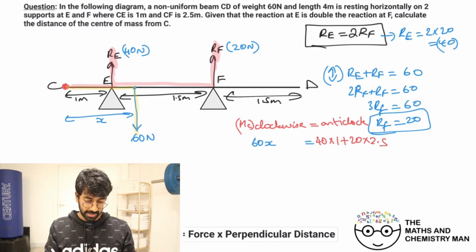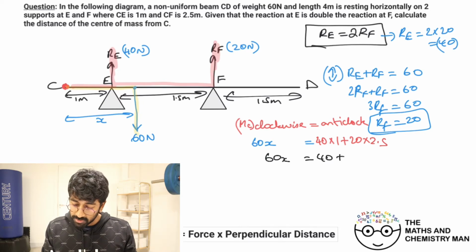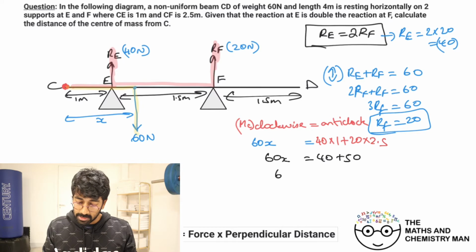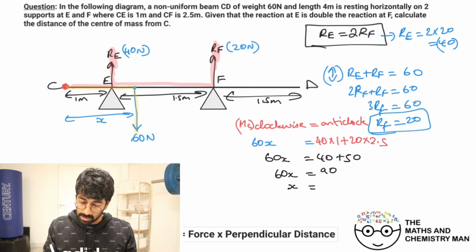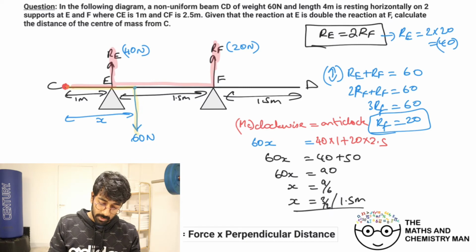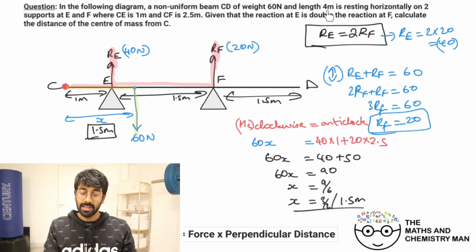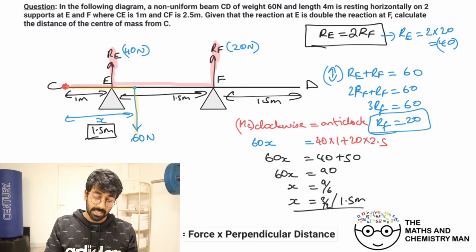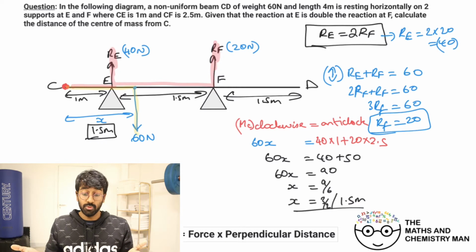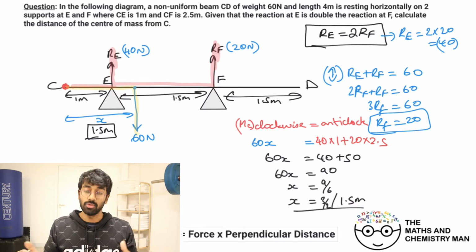So let's just simplify this down a tiny bit. We've got 60x is equal to 40 plus 2.5 times 20, so we've got 50. That means 60x is equal to 90, and that means x is going to equal 9 over 6, or I guess we could say 3 over 2, which is 1.5 meters. There we go. So we know that this distance here is 1.5 meters. And if we check again, the length was originally 4 meters. And because the center of mass is at 1.5 meters, what we've just proved is obviously that this is a non-uniform beam.